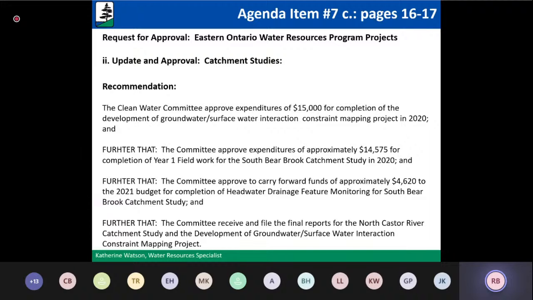There is a first piece that says Clean Water Committee approve expenditures of 15,000 for the completion of the North Castor River catchment study in 2020. So apologies for that. Okay. So I'm looking for a mover as amended.